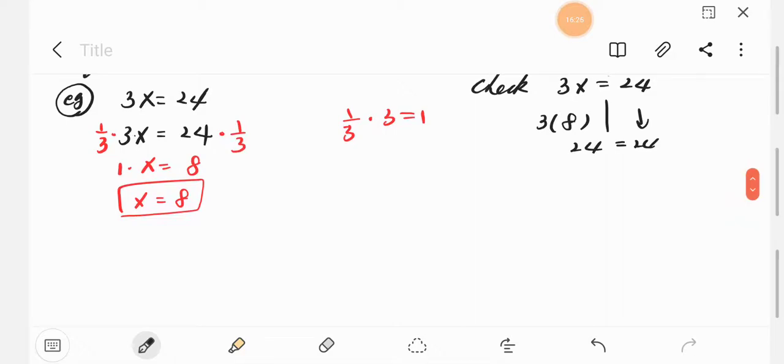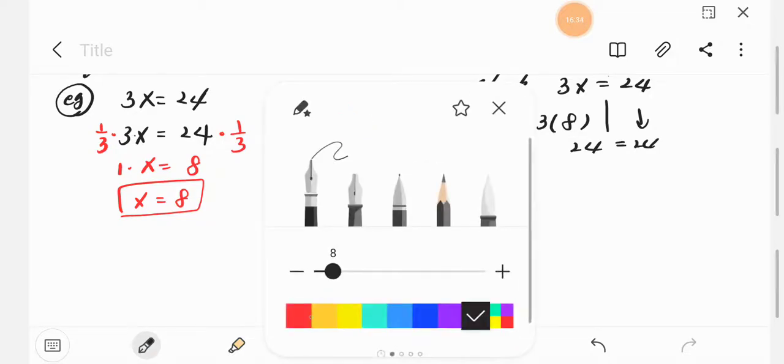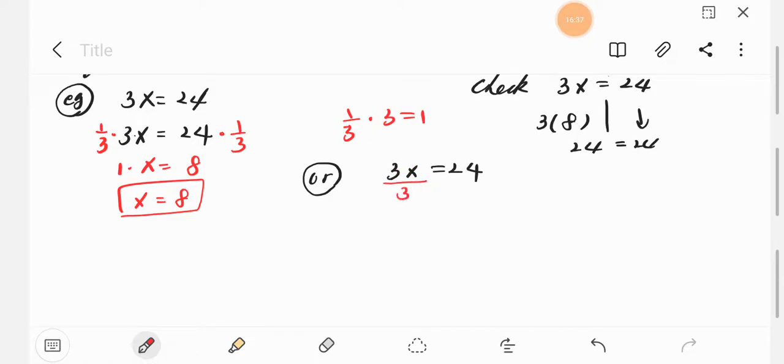In this case, you can also use another method: you can divide each side by 3. Still okay, because 1/3 times 3 is 1, but in this case 3 over 3 is equal to 1, so x equals 8. So you can do it this way. Any method is fine. Okay, let's try more examples.